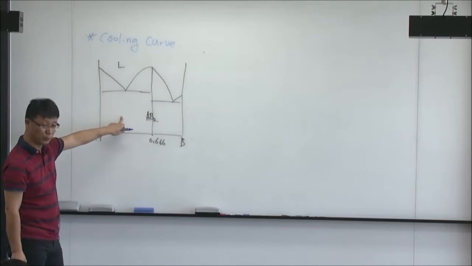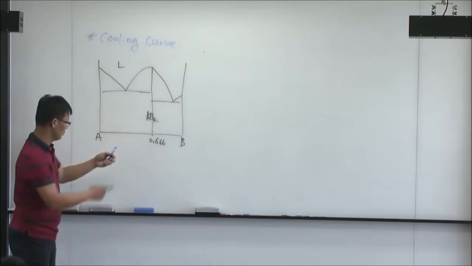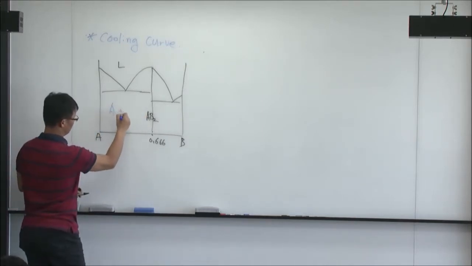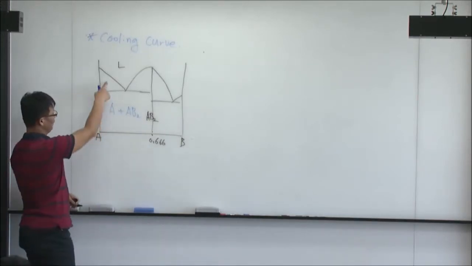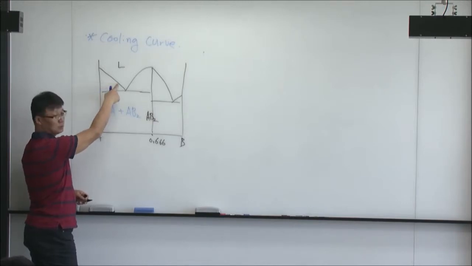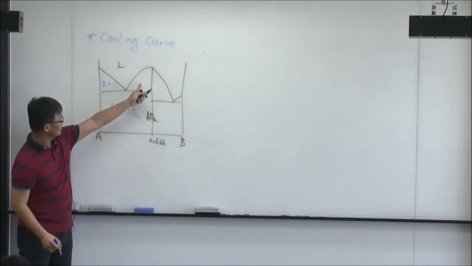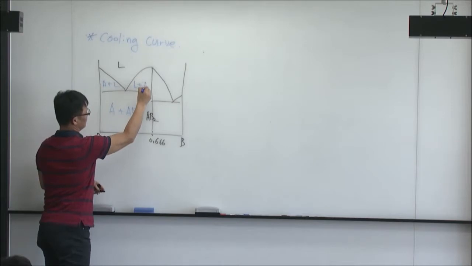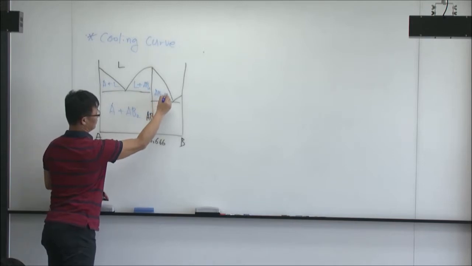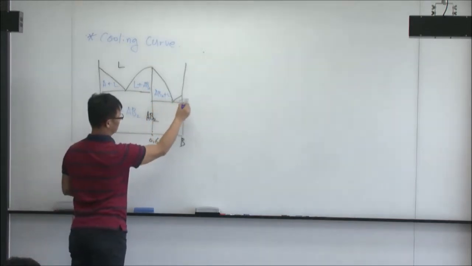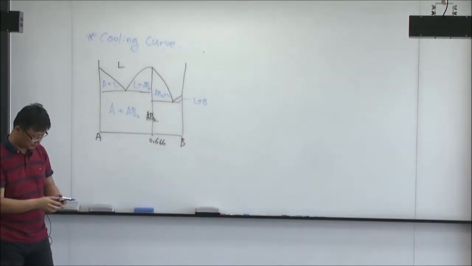For example, at this point, in this entire range, on the left side you have A, on the right side you have AB2. So this is A plus AB2, both of them of course solid phases. Here A plus liquid, L. Same thing, liquid plus AB2. And this one, AB2 plus liquid. And here, liquid plus B. Is it okay? So we have phases like this.